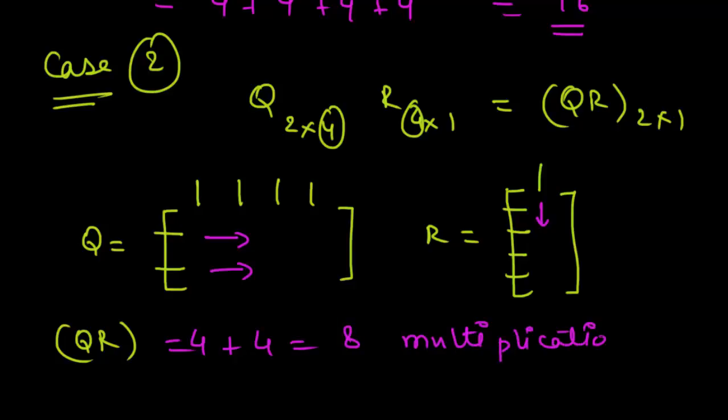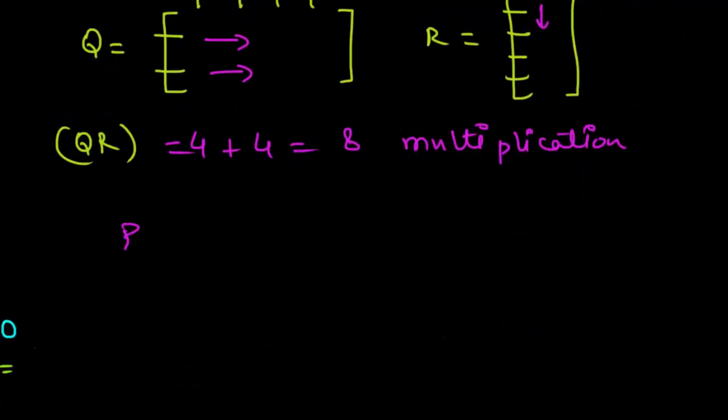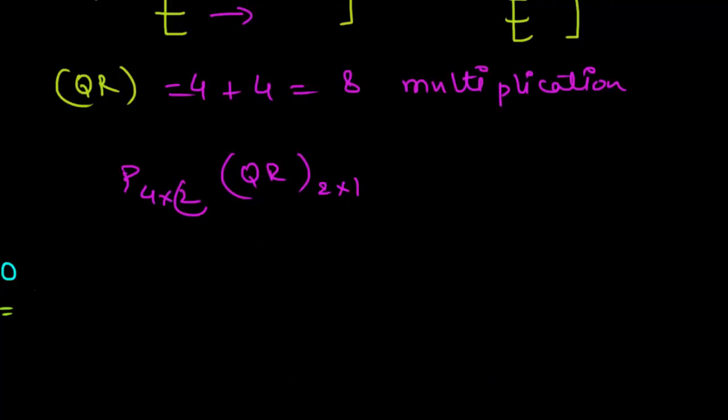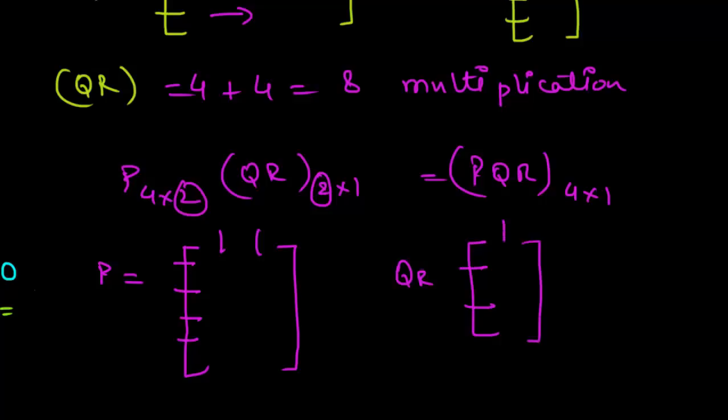Okay, so next now we multiply P with QR. So P is having a dimension of 4 cross 2. QR is having a dimension of 2 cross 1. So 2 and 2. So PQR will have a dimension of 4 cross 1. Let's count the multiplications. So P is 1, 2, 3, 4 rows and 1 and 2 columns. QR is 2 rows and 1 column.